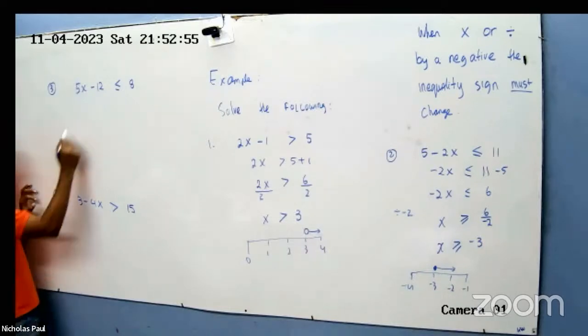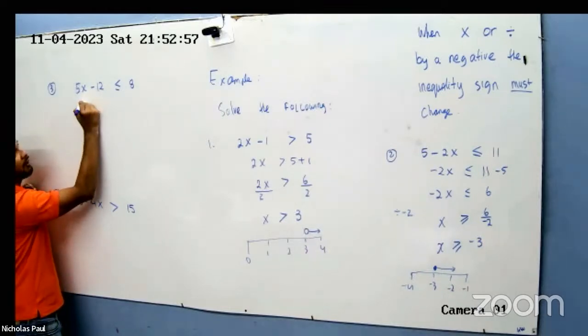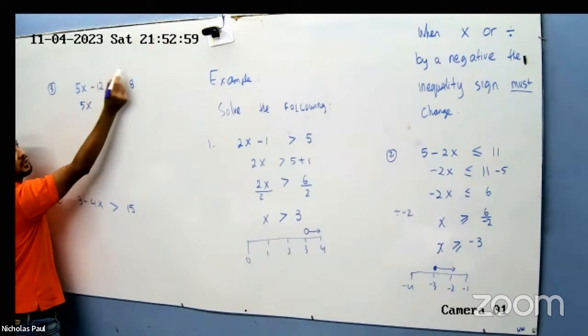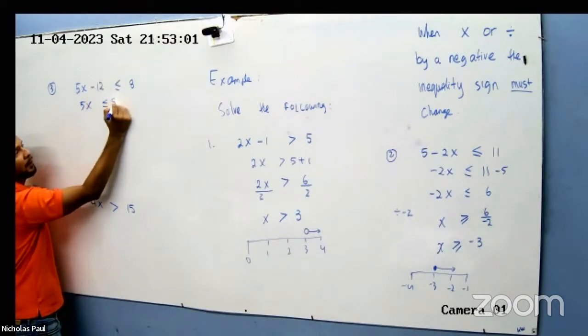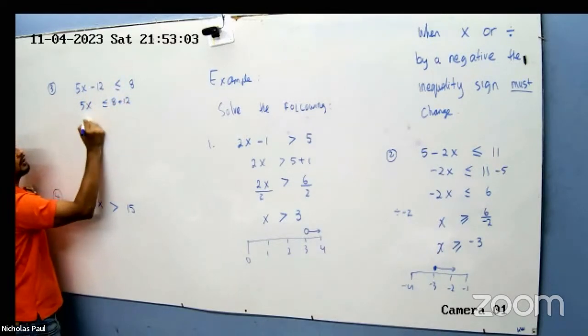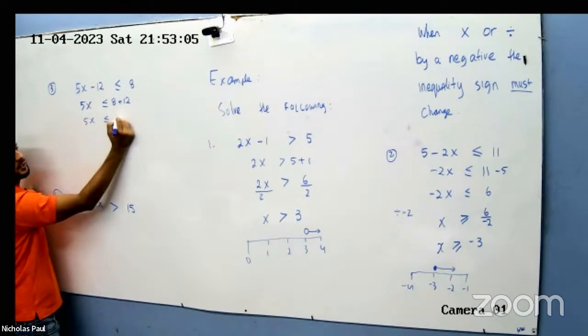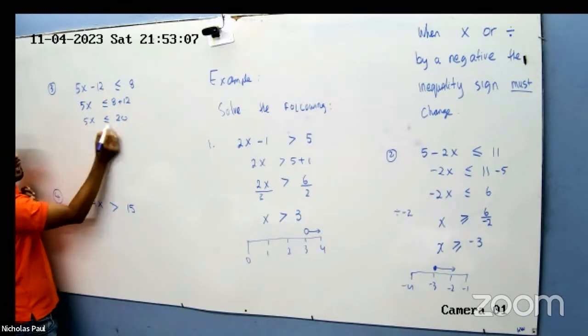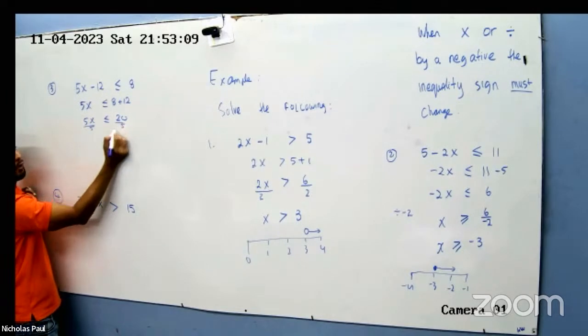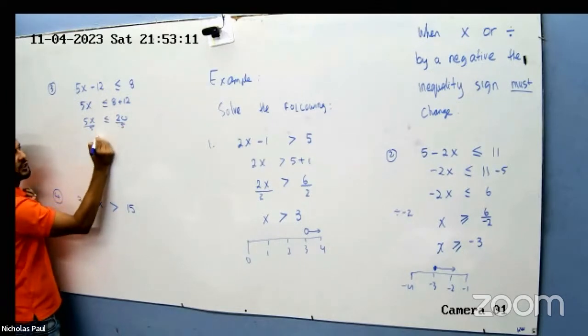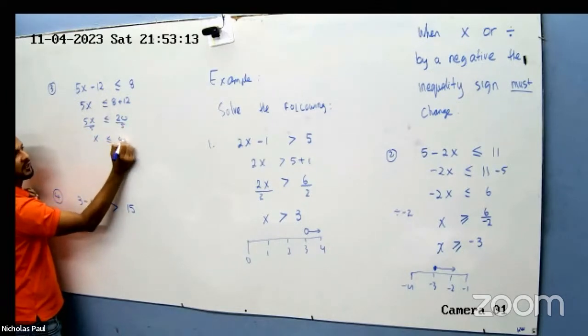Right, check out the first one. So we have 5x, carry the minus 12 across, it becomes 8 plus 12. So you're going to get 5x is less than or equal to 20. And you're going to divide everything by positive 5, so you don't have to change here. So x is less than or equal to 4.